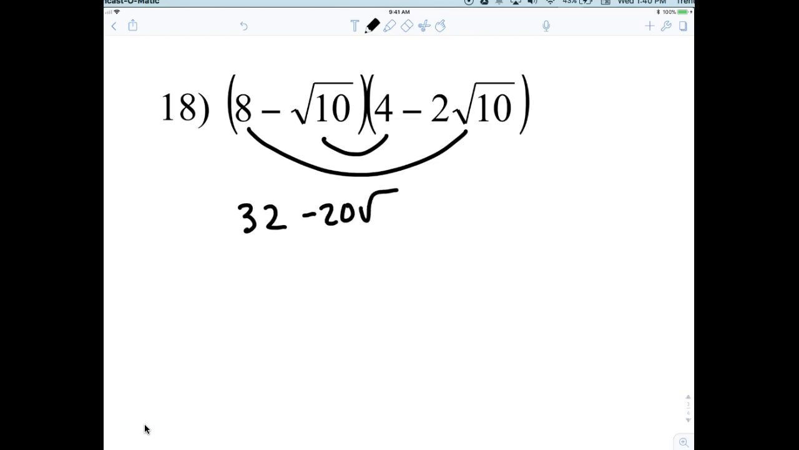If that's too much for you, just write it down. But practice holding numbers in your head. That's important. And then this negative radical 10 times negative 2 radical 10, we should be able to see that's obviously plus 20. Right? Anybody have a question with why it's plus 20?